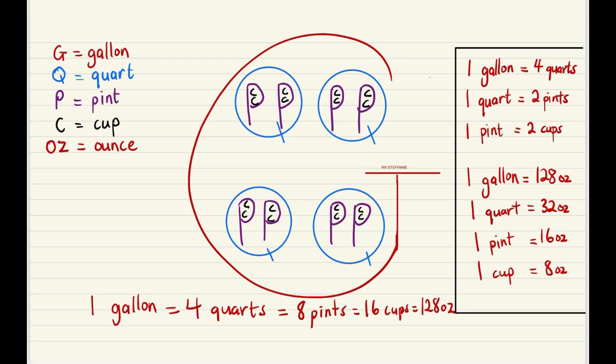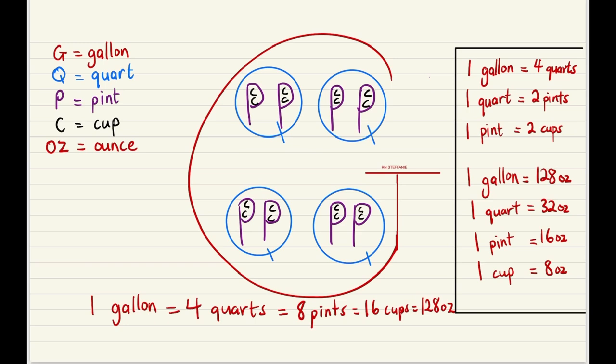It also says that 1 gallon is equal to 8 pints. We can see that in each quart there are 2 pints and there are 4 quarts. So to find how many pints are in a gallon, we're going to count each and every pint within the gallon. So it's going to be 1, 2, 3, 4, 5, 6, 7, 8. So that's why it says that 1 gallon is also equal to 8 pints.